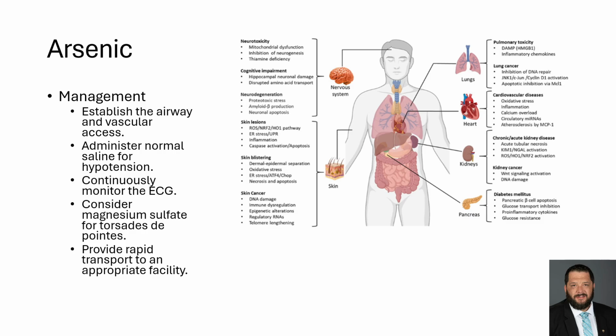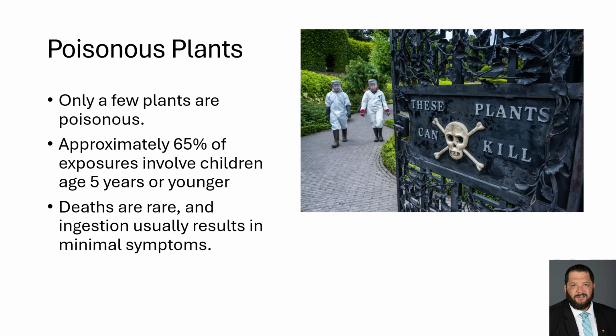Establish airway and vascular access as needed for these patients and administer saline for hypotension for advanced level providers. We should consider continuous ECG monitoring, and if the patient presents with torsades, paramedics can administer magnesium sulfate to help combat that dysrhythmia. Patients should be transported into the appropriate facility.